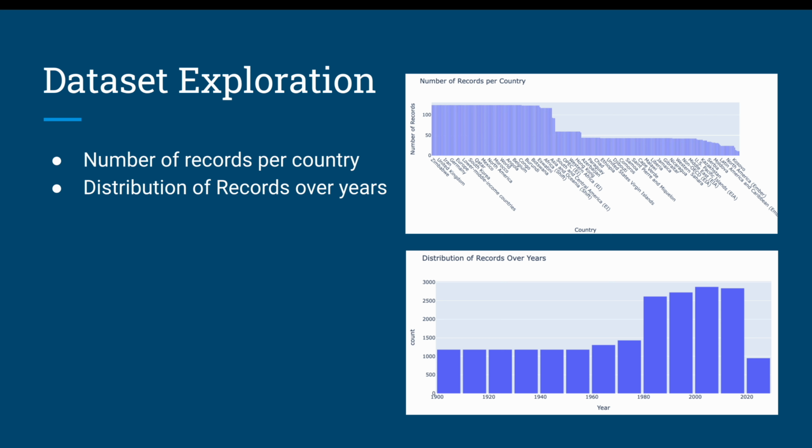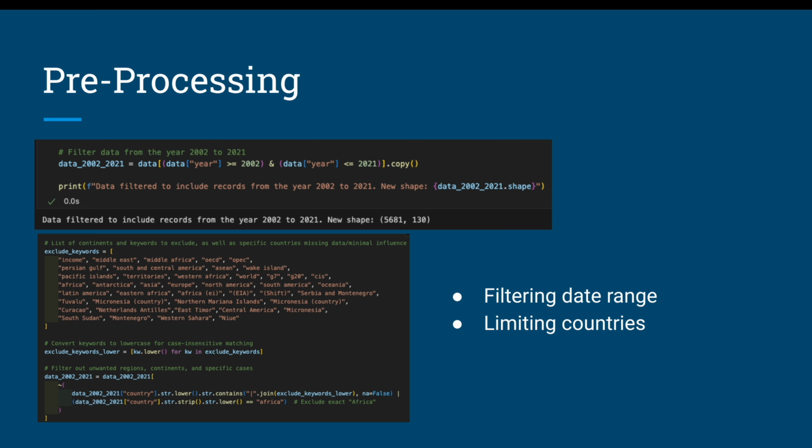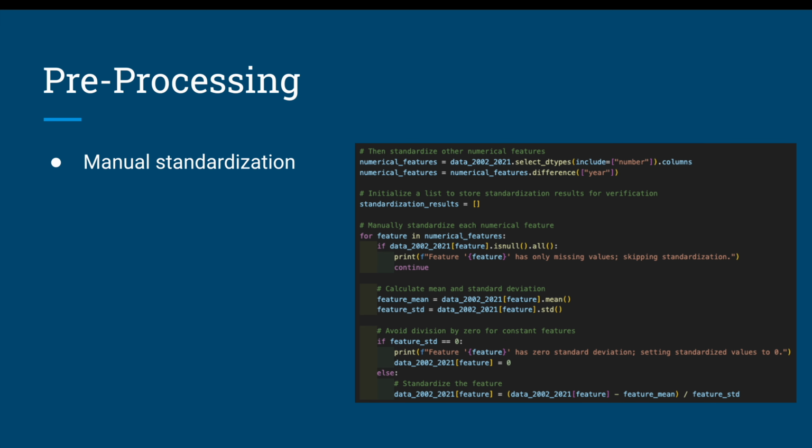Furthermore, here we can see that some countries like the UK and Belgium have significantly more records, as shown in the graph on the right, and most of the records for the countries are concentrated between 1980 and 2020. For our pre-processing step, we begin by filtering data to a specific range from 2002 to 2021 and limiting to countries, getting rid of multiple areas and income categories that aren't relevant for our purposes.